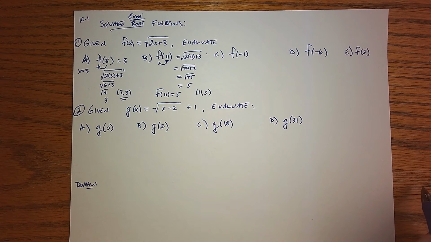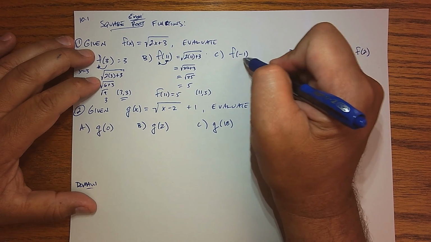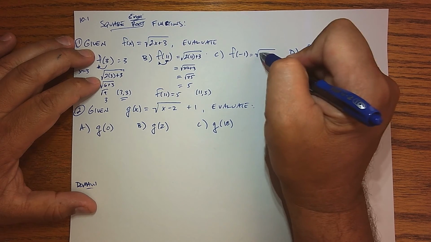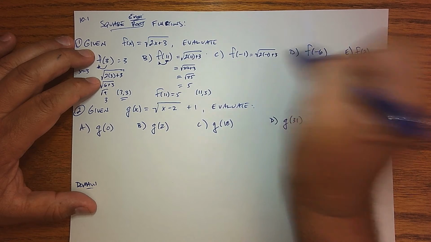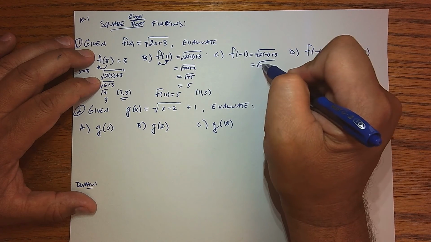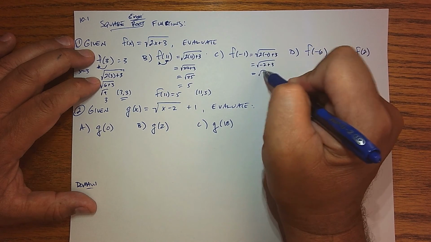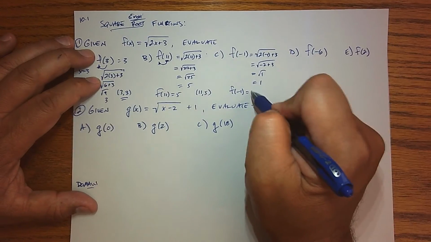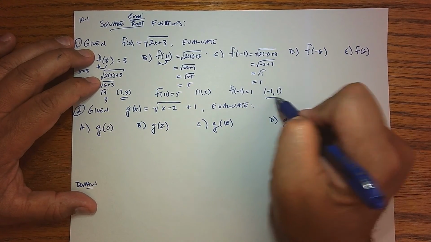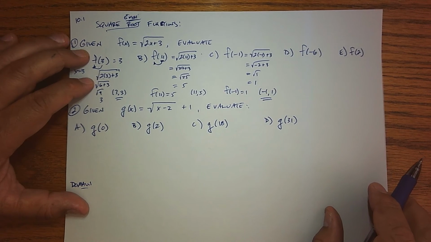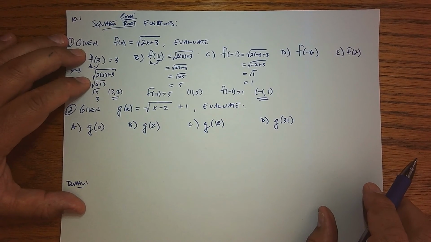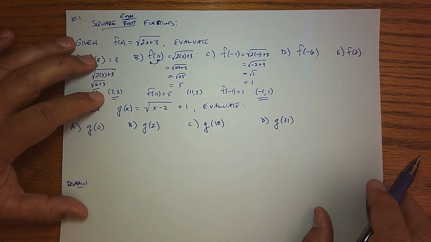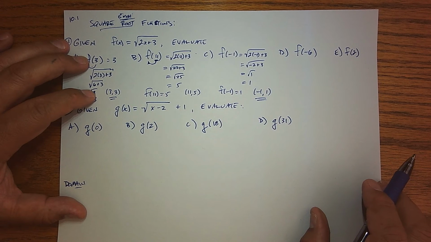So again, we're evaluating. F of negative 1, well, we're replacing x, right, so 2 times negative 1 plus 3. Order of operations would say do that radicand first. The square root of 1 is 1. So f of negative 1 equals 1. Or as an ordered pair, we're talking about (negative 1, 1) being on the graph. So we're just evaluating functions. Nothing new here, just we're doing it in the context of a square root.